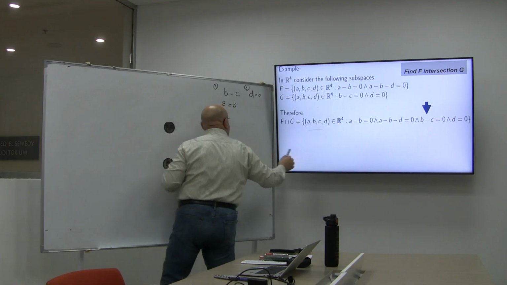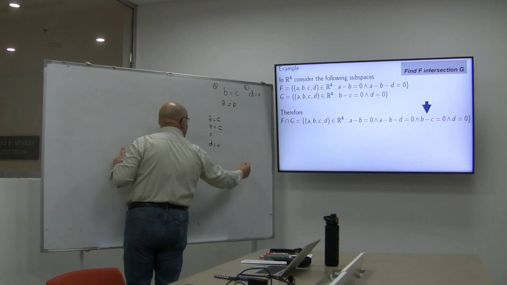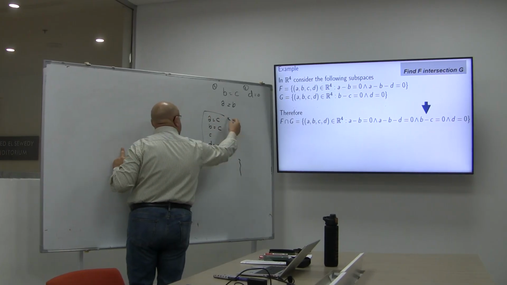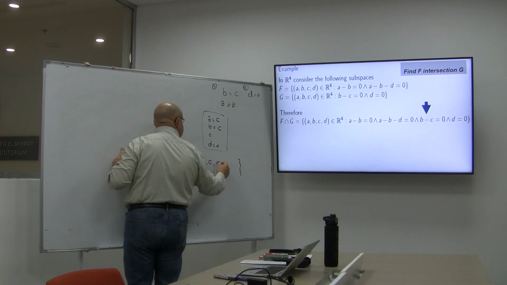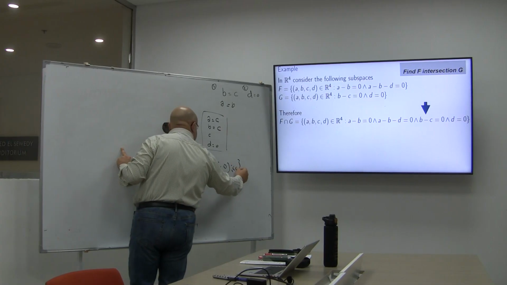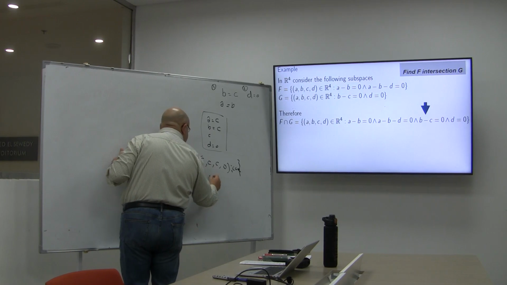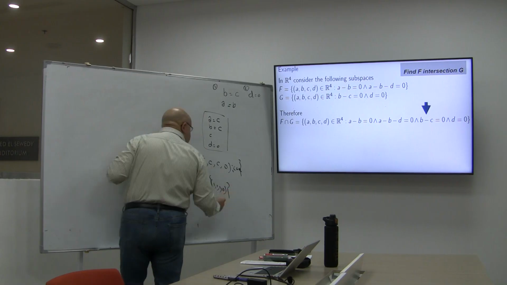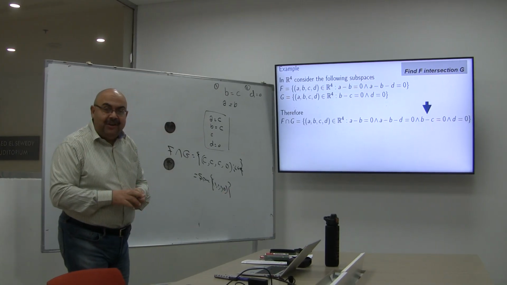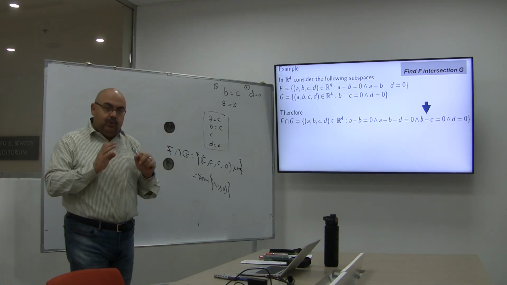So the elements of the intersection, F intersection G, will be the set of elements with these conditions. I will replace A with C, B with C, C element, and D is equal to 0. And that's for C belongs to R, which can be spanned. The span of this set is going to be 1, 1, 1, and 0. That's going to be the span of the intersection. Okay? All the conditions are satisfied for this intersection between these two groups.